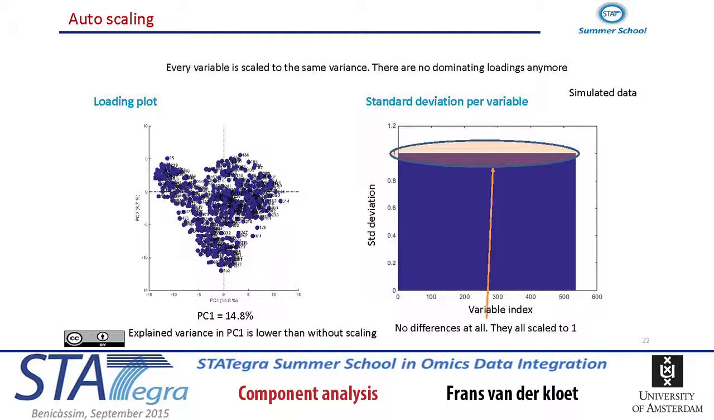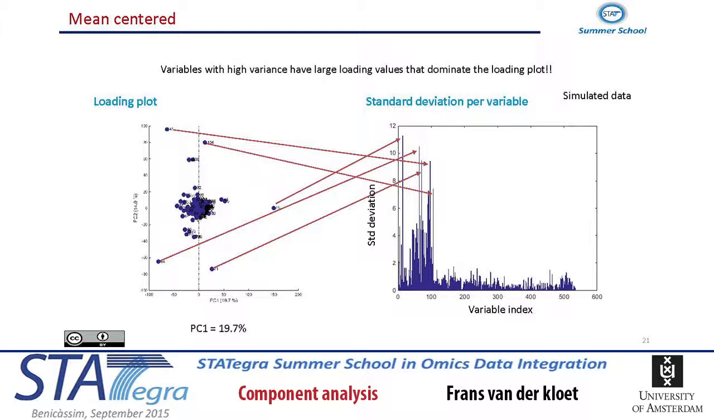And in the same data set, but now with auto scaling, I also plotted the standard deviation. It's a whole bar because it's exactly the same value. Everything is scaled to 1. But what you can also see is that everything is in the same order of magnitude and within the same range. There's no real dominating loading anymore. And the explained variance, consequently, is also lower than without scaling, because these variables explain most of the variation in the first place.